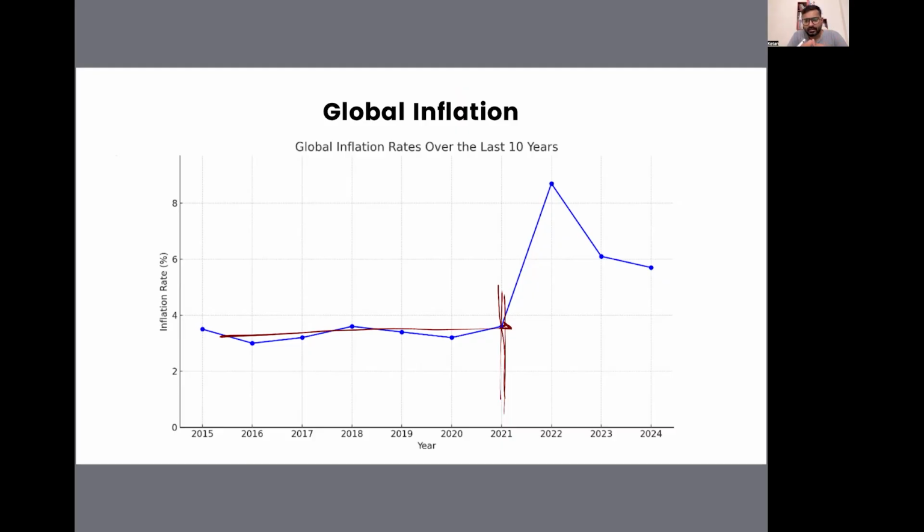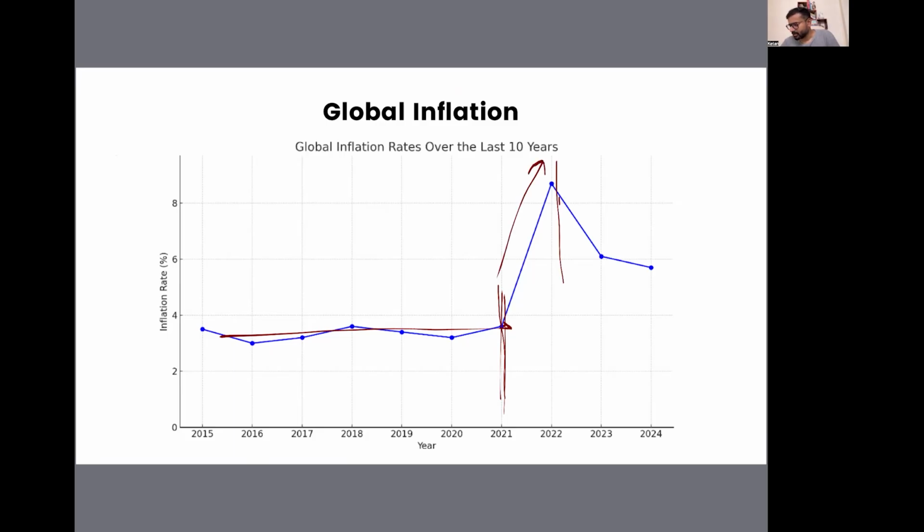And after the COVID period, when again the lockdowns were removed, you saw that there were significant supply side constraints, bottlenecks, breakdown of supply chains. And because of these reasons, therefore, there was an increase in inflation around the world. Okay. So the inflation increased.